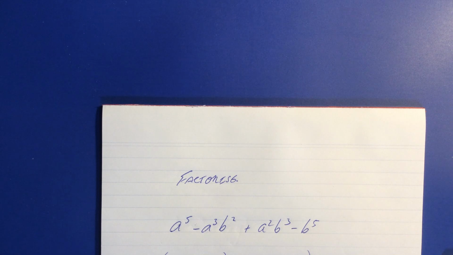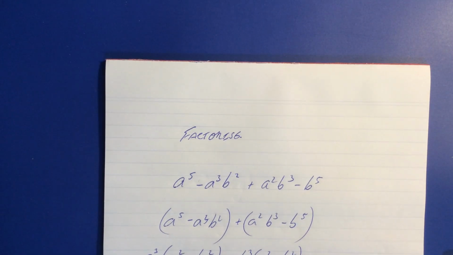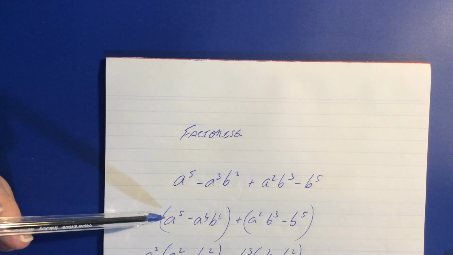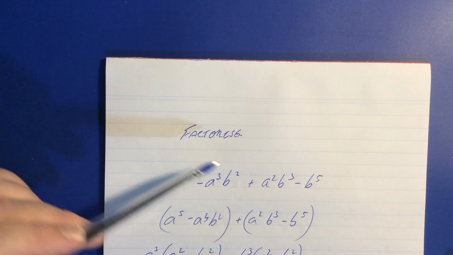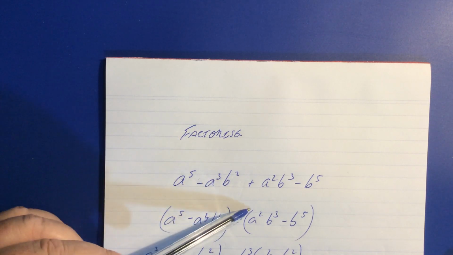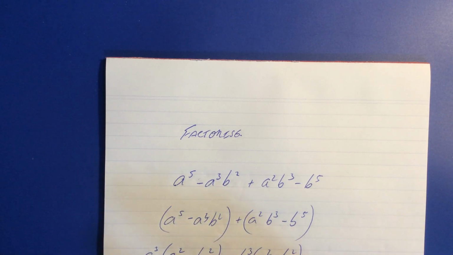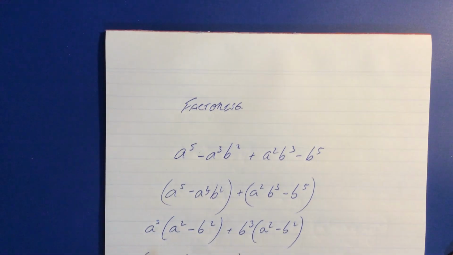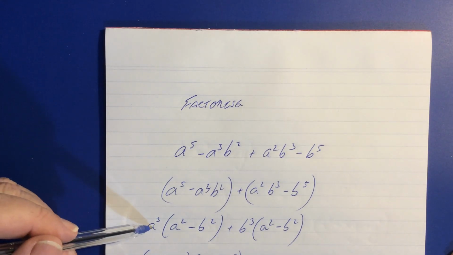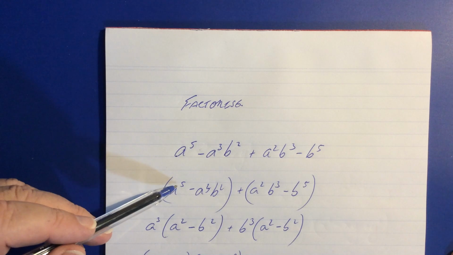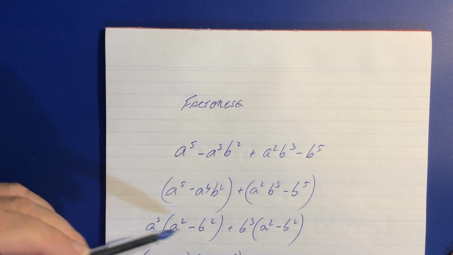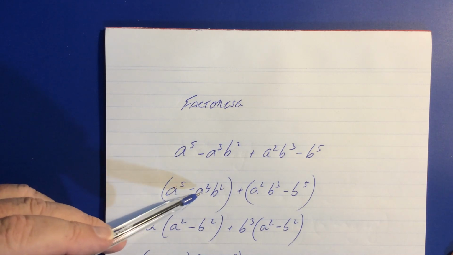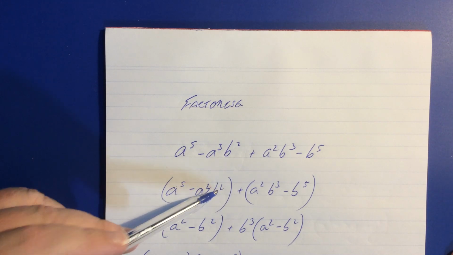Well, what I decided to do was just to not even group things, because it's already actually grouped. What I decided was I'd put a bracket around these so that I could see what was going on. And when I do that, I see that there's a common factor in here. The highest common factor is a to the power of 3. So a to the power of 3 times a to the power of 2 is a to the power of 5, times negative b squared is negative a cubed b squared, and so forth and so on.